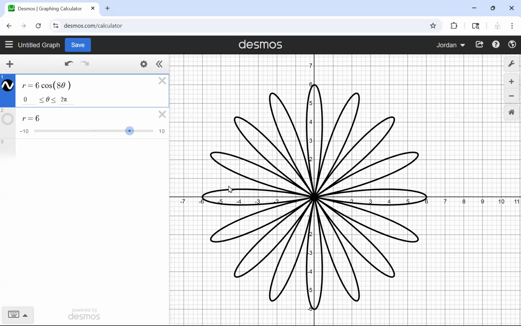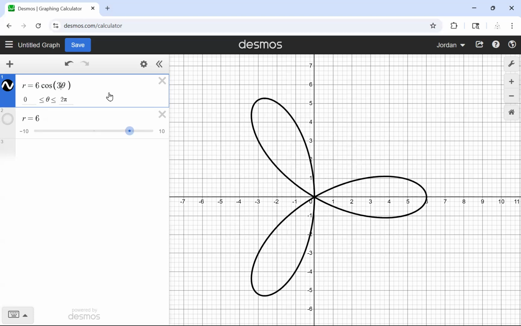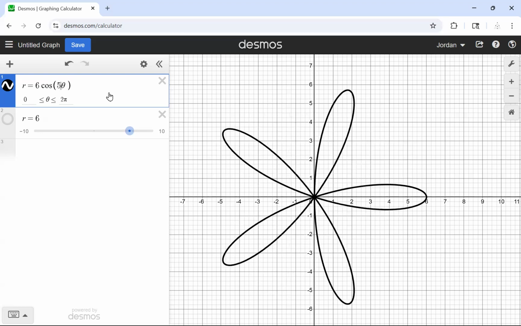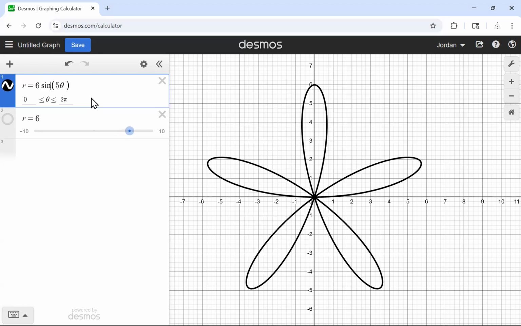Now, what if we do sine? Actually, let me do a lower number of petals so we can see this a little bit easier. Let's do 5 petals. What if I change from cosine to a sine? I want you to notice that with cosine, one of the petals is aligned along the x-axis. If I change from cosine to sine with an odd number, then one of the petals is going to be aligned along the y-axis.